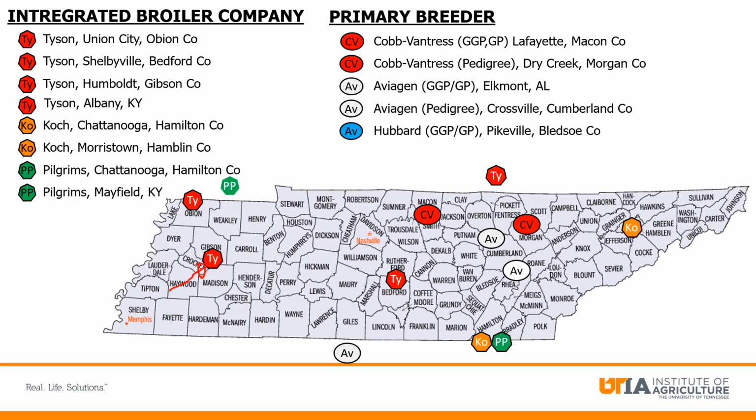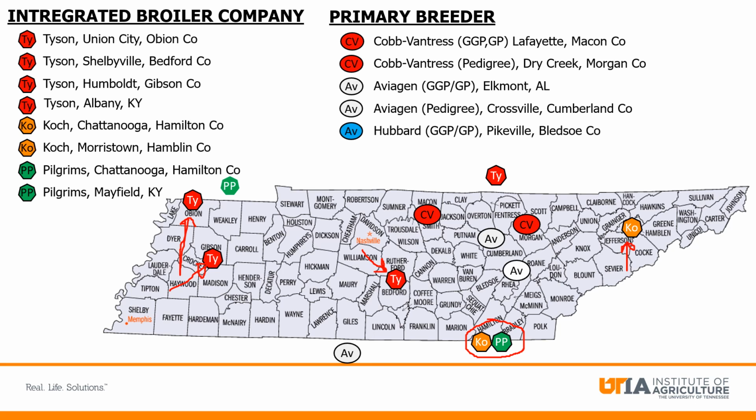This is Tyson Humboldt, a new facility that's under construction. This here is a Tyson facility that's present in Obion County, Tennessee, in Union City. This is a Tyson facility in Shelbyville in Bedford County. And then we have two facilities in Chattanooga, Tennessee. Cook's Foods and Pilgrim's Pride both have processing plants in Chattanooga. And then in addition, there's a debone plant with some housing feeding into the debone and processing plants that exist in Hamlin County and Morristown.